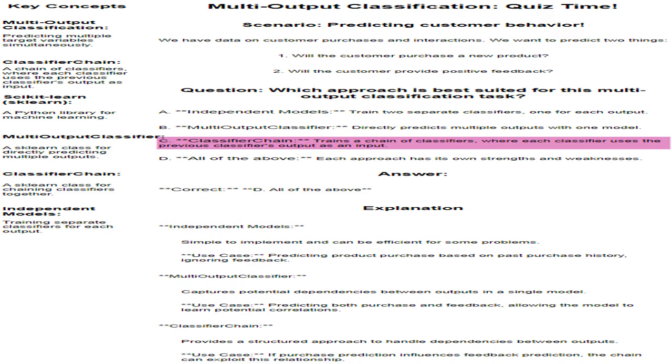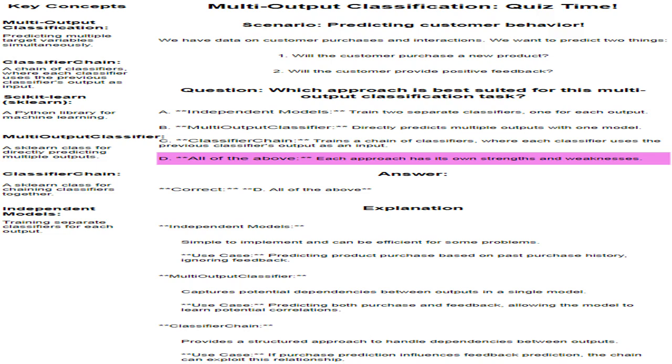C. Classifier chain: trains a chain of classifiers, where each classifier uses the previous classifier's output as an input. D. All of the above. Each approach has its own strengths and weaknesses.